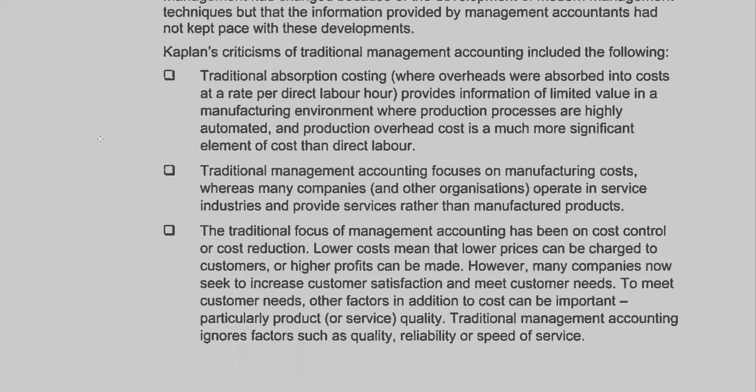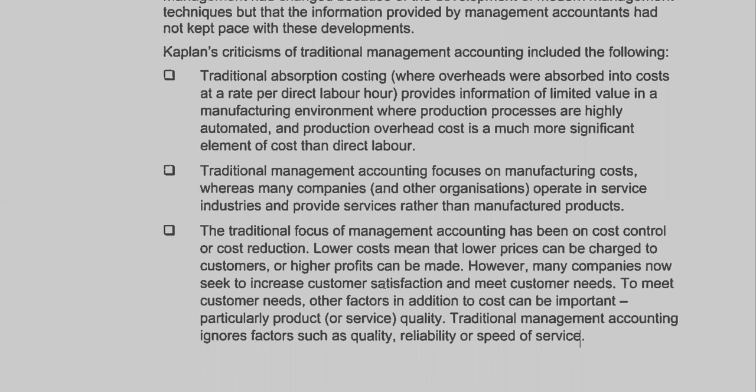Now, Kaplan also argued that the traditional focus of management accounting has been on cost control or cost reduction. Lower costs meant that lower prices can be charged to customers or higher profits can be made. However, many companies now seek to increase customer satisfaction, which is the key ingredient now, and also to meet customer needs, because marketing has evolved to this level. So to meet customer needs, other factors in addition to cost can be important, particularly product or service quality. Traditional management accounting ignores factors such as quality, reliability, and speed of service.